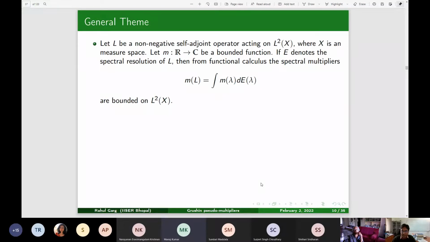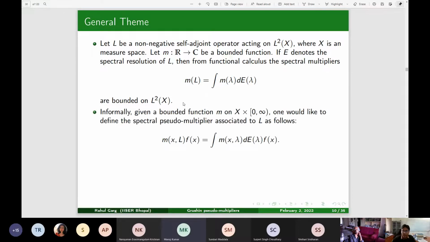In general, there have been some works for a given non-negative self-adjoint operator acting on L2(X), where X is some metric measure space, let's say. One can start with a bounded function M and write down this kind of functional calculus, right? And we know that if M is in L infinity, then once again using the spectral theorem, this operator turns out to be bounded on L2.